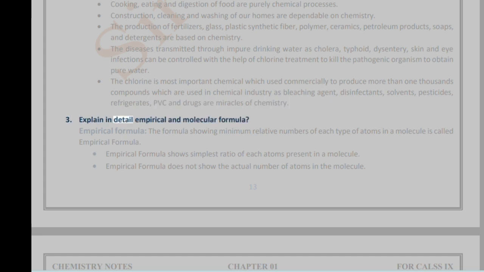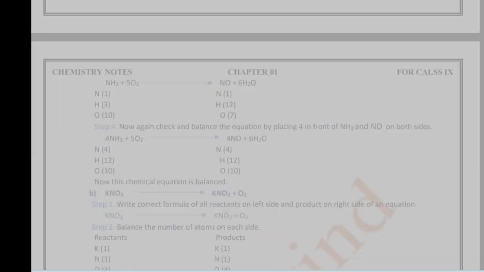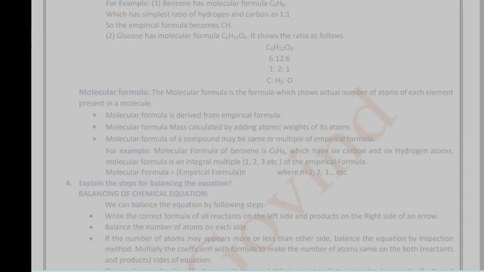3. Explain in detail empirical and molecular formula. Empirical formula: the formula showing the minimum relative numbers of each type of atom in a molecule is called the empirical formula. It shows the simplest ratio of each atom present in a molecule. It does not show the actual number of atoms in the molecule. Empirical formula tells us the types of elements present in it.